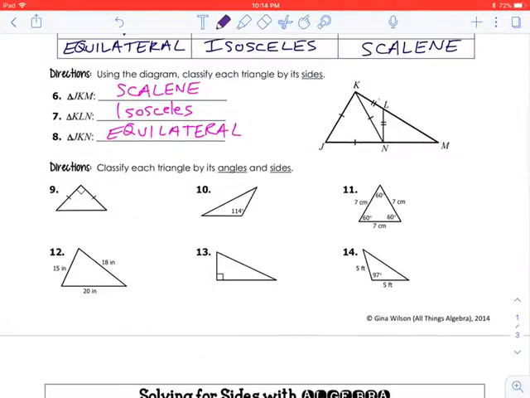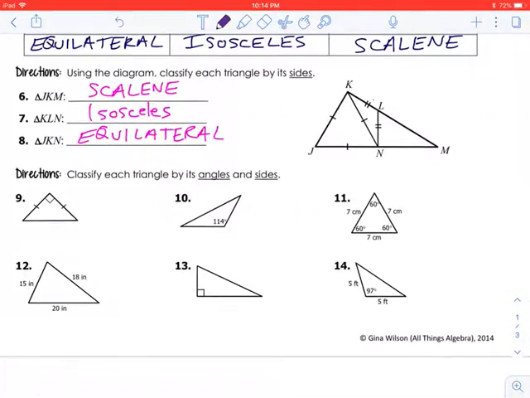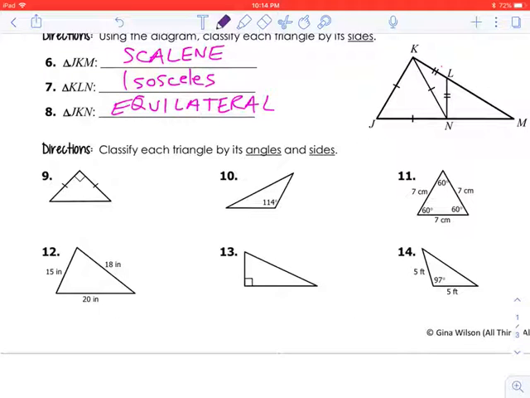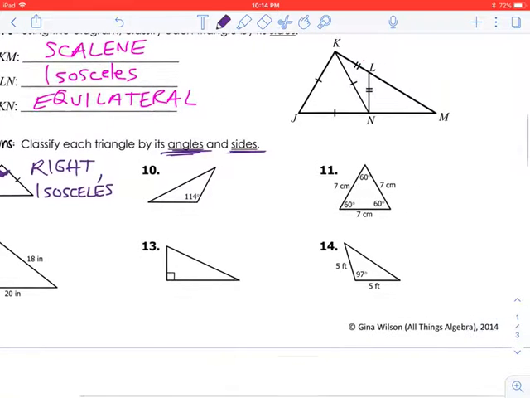Okay, so based on these pictures, let's just do 9, 11, and 13. We'll just do the odds here. So in this case, first of all, it's a right angle. So look at the angles first and the sides second. The angles, it's a right angle, so it's a right, and then 2 of the sides are equal, so that is also isosceles. Right isosceles.